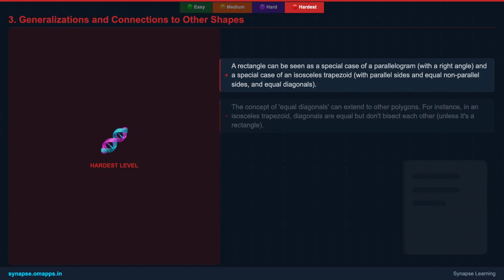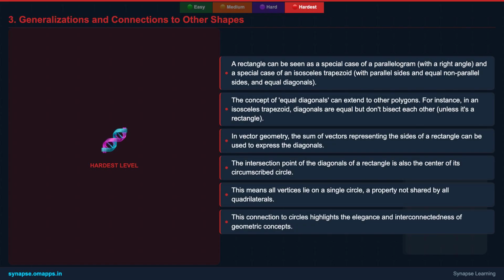The rectangle, with its special diagonal properties, sits elegantly within a hierarchy of quadrilaterals. It's a parallelogram, but also an isosceles trapezoid with parallel sides and equal non-parallel sides, and importantly, equal diagonals. This connection to other shapes reveals a fascinating interconnectedness in geometry.